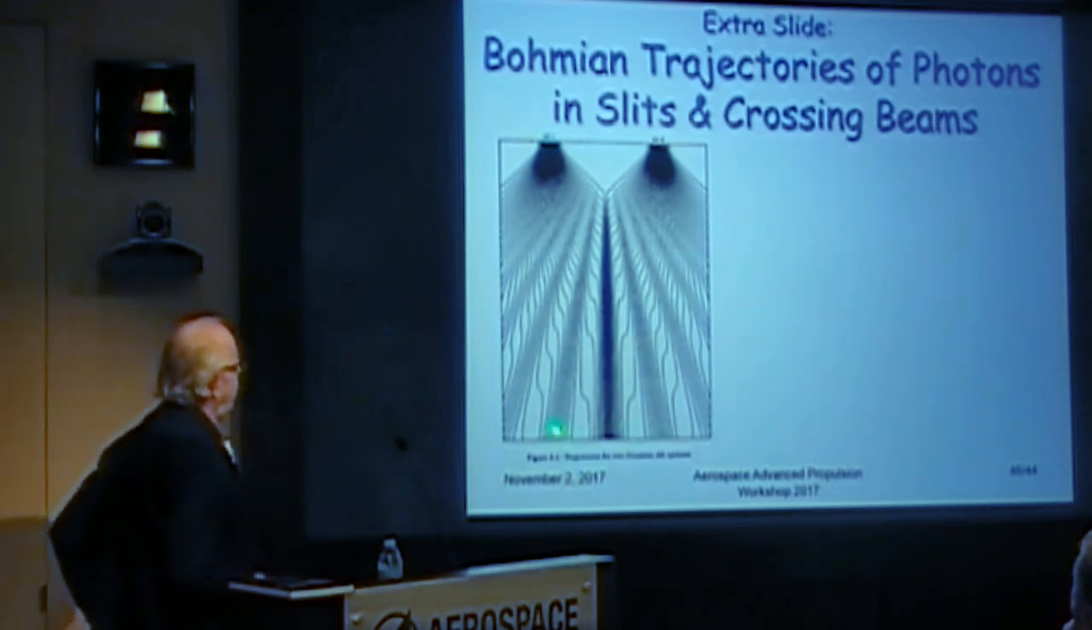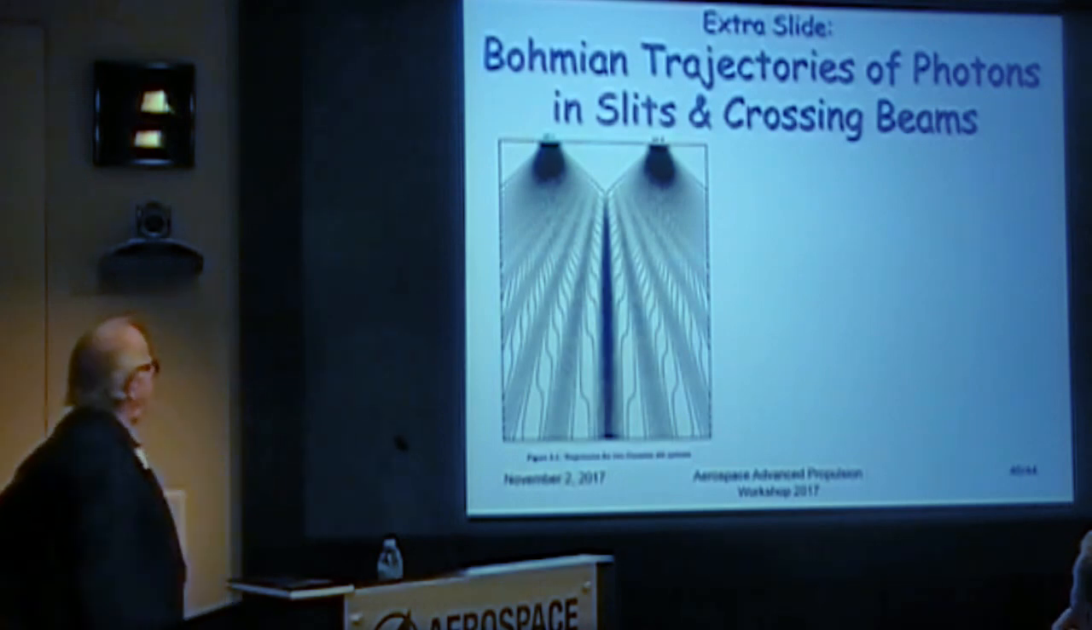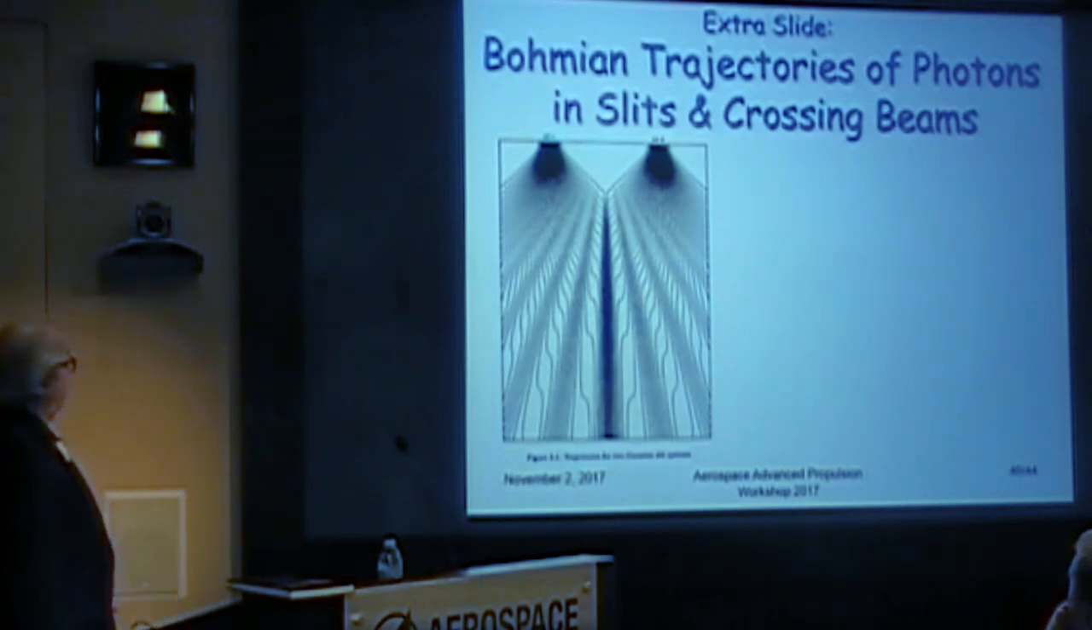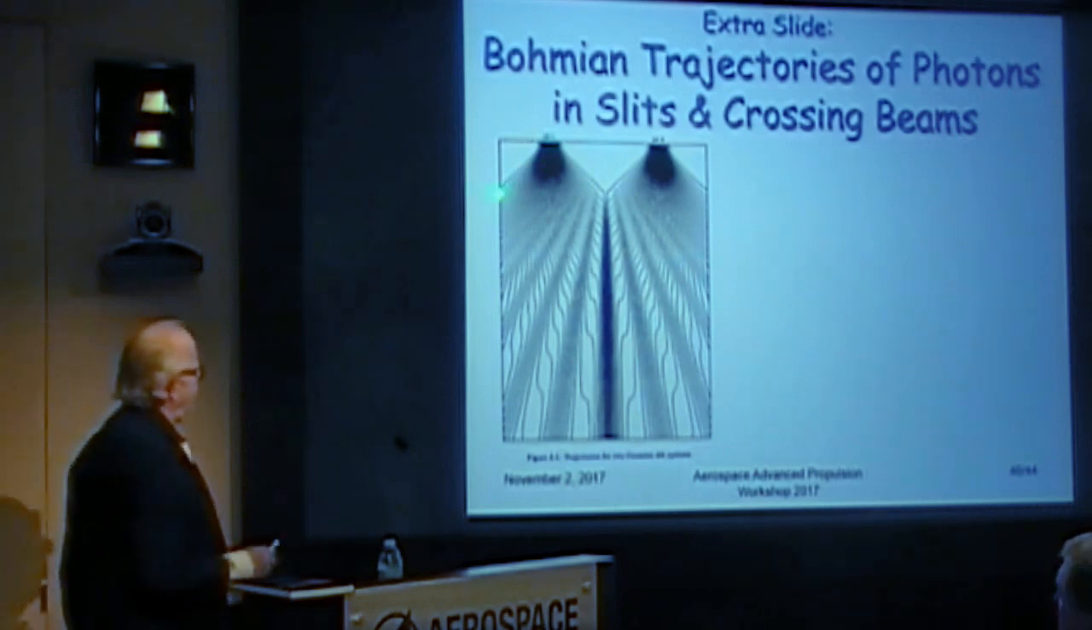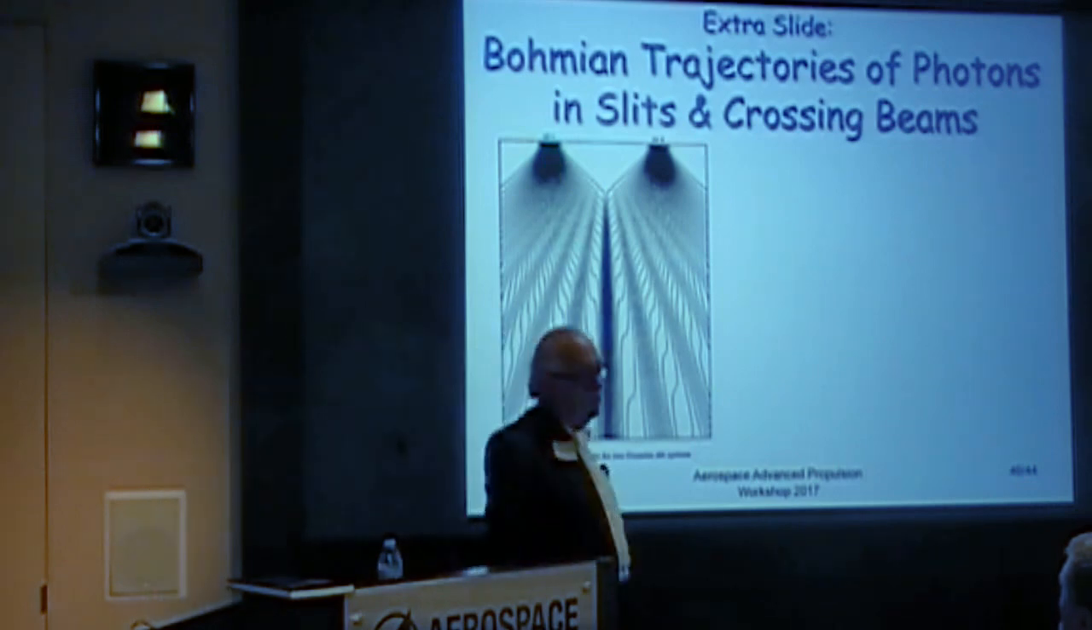This is a figure taken from Bohm and Hiley, the book about the Bohmian interpretation that was published the year after Bohm died, showing a two-slit system. Actually, there's supposed to be electrons coming through the two slits, but they're non-interacting electrons. There's no electric charge associated with them. And these lines here represent what are called Bohmian trajectories.